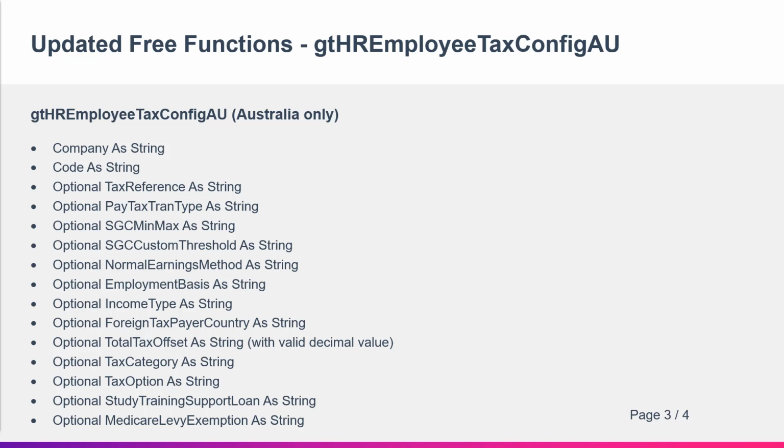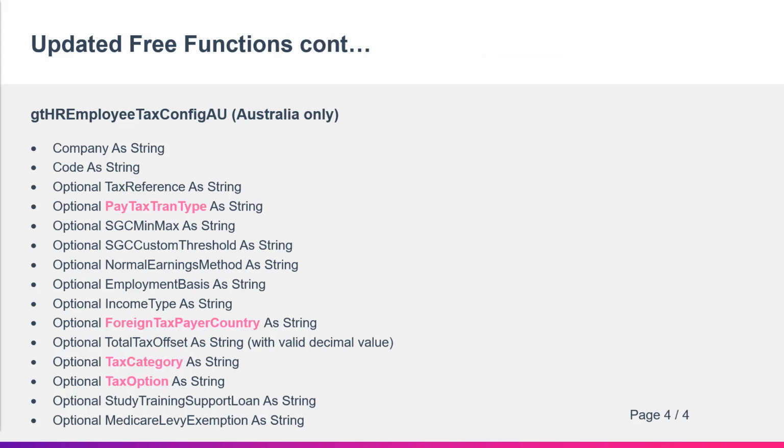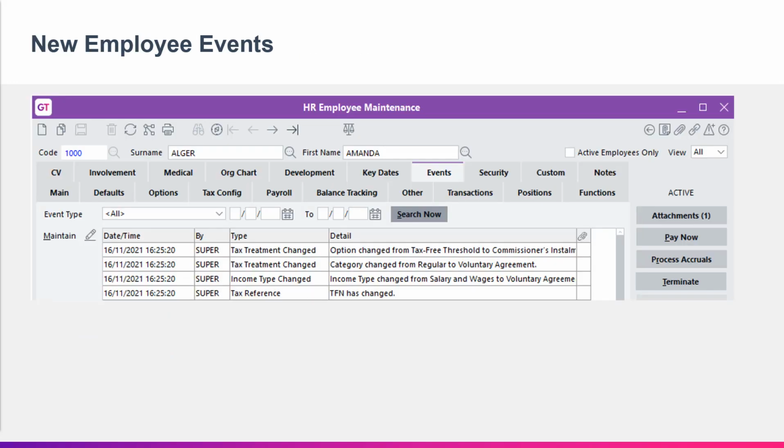A new Australian GTHR Employee Tax Config AU free function has also been added. The following 15 parameters are passed in for this function. The pay tax tran type, foreign taxpayer country, tax category, and tax option parameters need the user to input code due to the database design. When you make changes to an employee's income type, taxpayer country, or tax treatment, an event is recorded on the Employees Events tab.